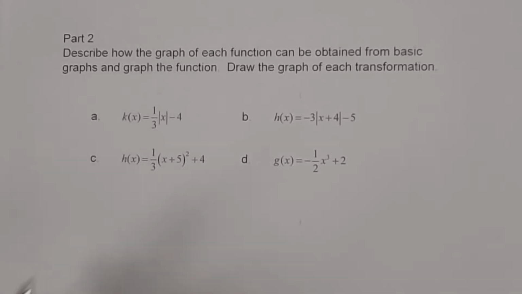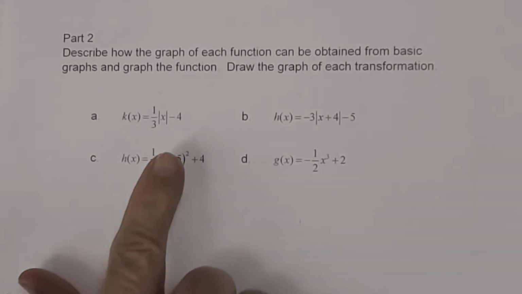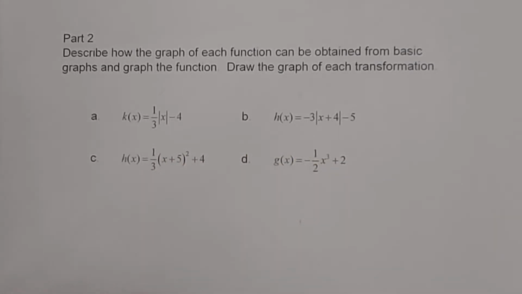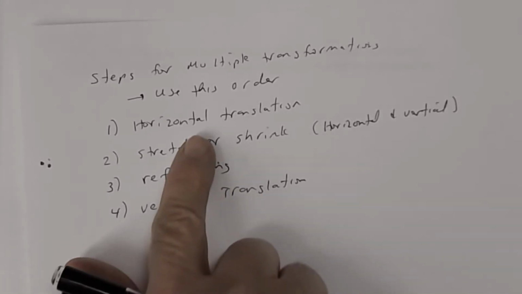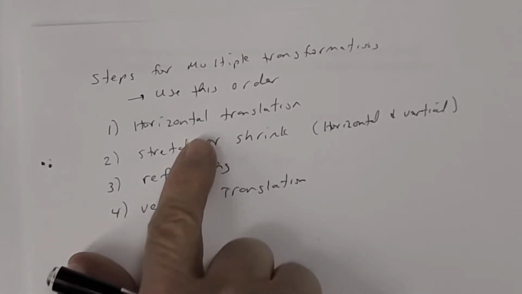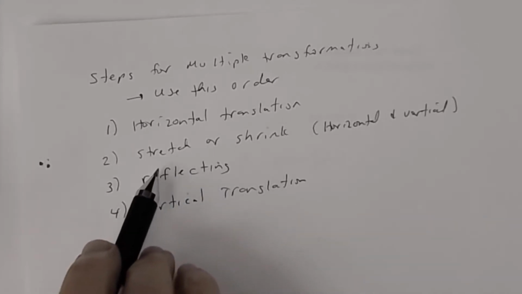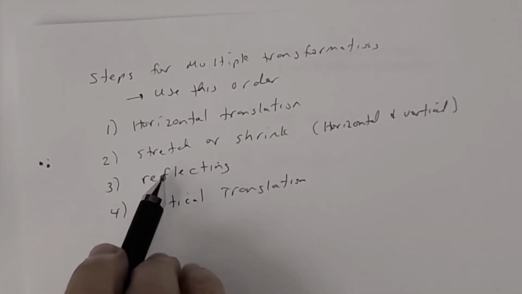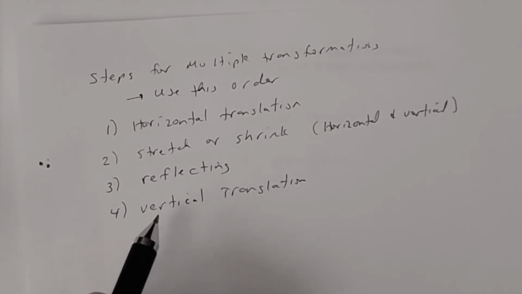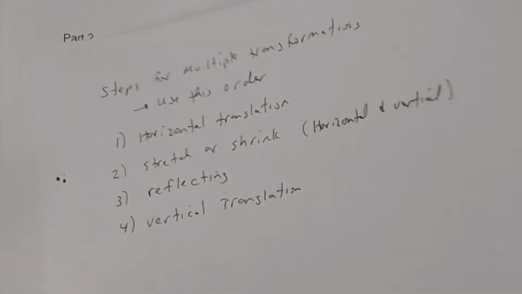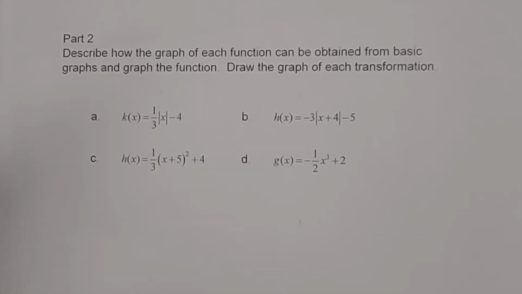When you are graphing these, if you're given a function that's written symbolically and you want to graph it, it must be done in a certain order. And the order is this. The transformation you do first must be the horizontal translation. Then you do the stretch or shrink. Then you do the reflecting, and then the vertical translation is always done last. So it must be done in that order. If you don't do it in that order, the graph you get is not going to be for the function you want.